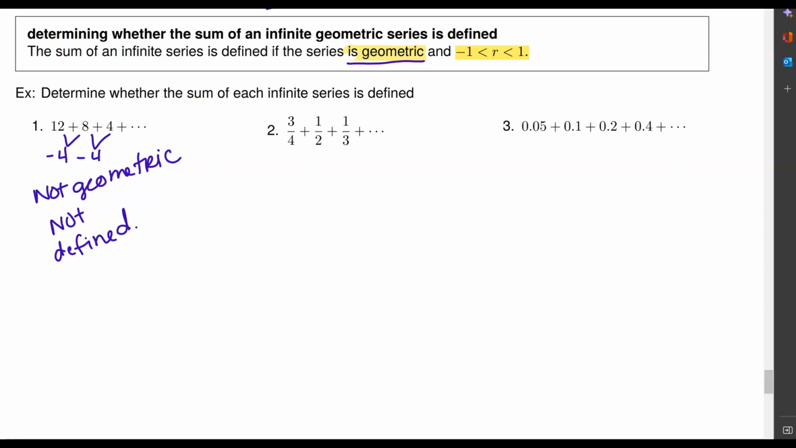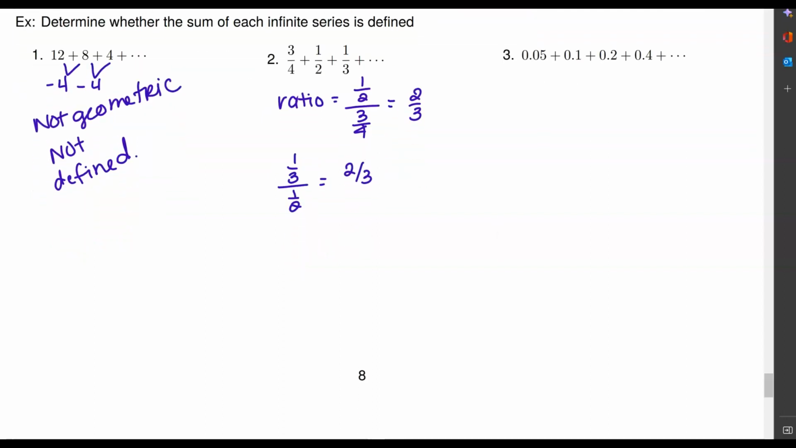Okay. All right, let's look at number 2. Let's figure out what the rate is. So if I look at the ratio, I'm going to have 1/2 over 3/4. And so you could do your outer, inner, or turn this into division. And we'll see that this is 2/3. And then if I take 1/3 and I put that over 1/2, I will see again that this is 2/3. So I know that it is geometric, and I know that the ratio is 2/3. So, just double checking, notice that my ratio is going to be between -1 and 1. And because it is geometric, since it's a ratio, this is defined.